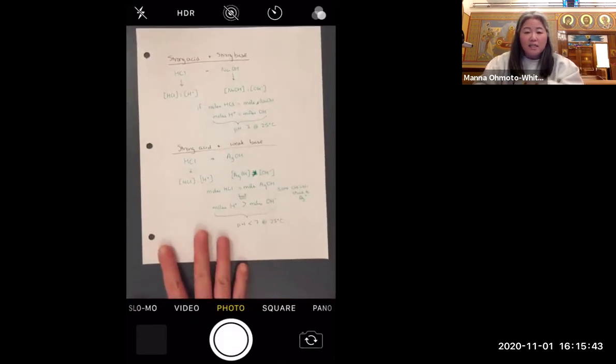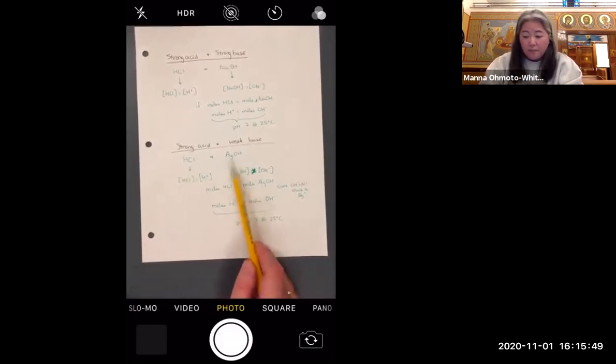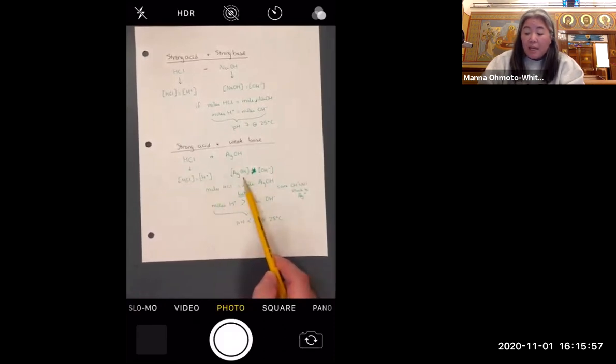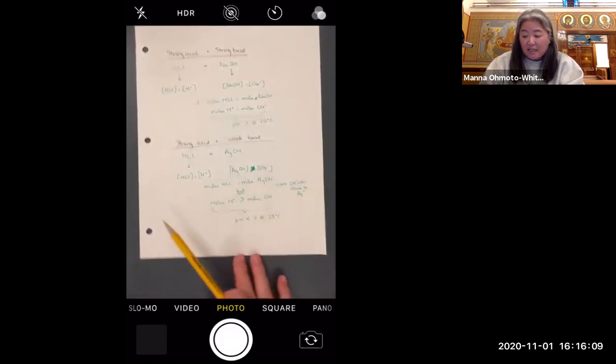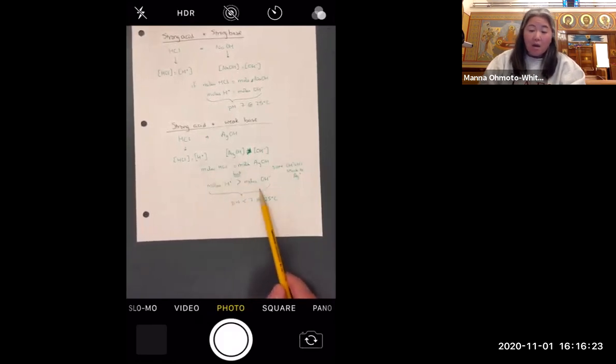If I have a strong acid with a weak base, so hydrochloric acid with silver hydroxide, the amount of hydrochloric acid that I put in will equal the concentration of hydrogen ions. But if I add a 1-to-1 ratio, the same number of moles of silver hydroxide, I will not have the same number of hydroxide ions. In fact, I will have less than that. So my moles of acid and my moles of base may be equal in my stoichiometric proportion. So I'm at titration.